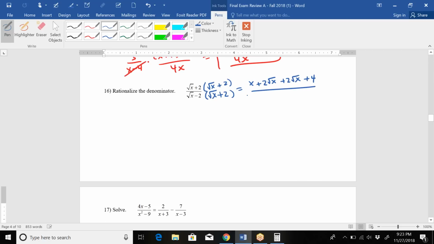On the bottom, we get square root of x times square root of x, which gives me just an x again. You'll get a plus 2 square root of x, and then a minus 2 square root of x. So those should cancel out. And then we get negative 2 times 2, which is negative 4.